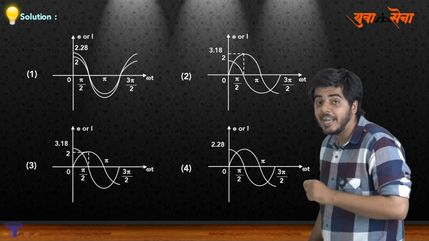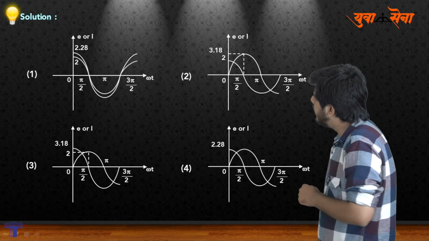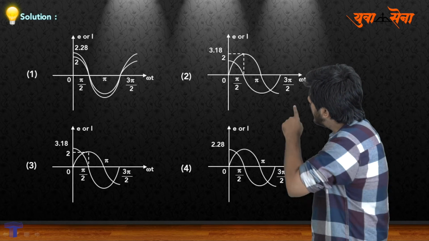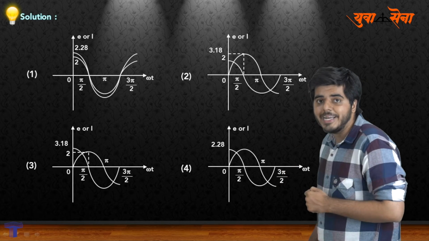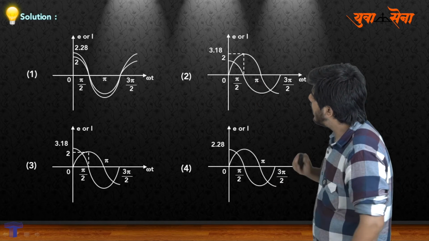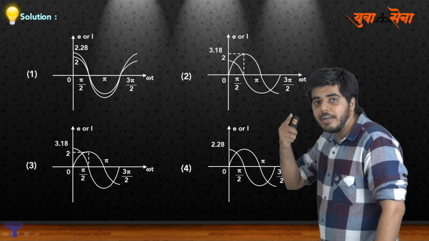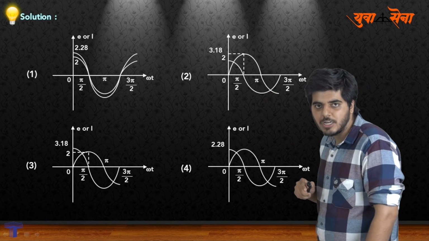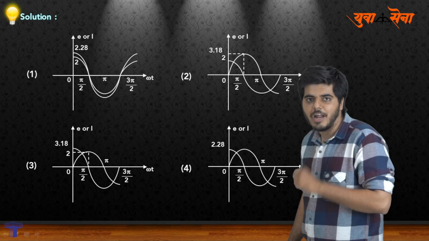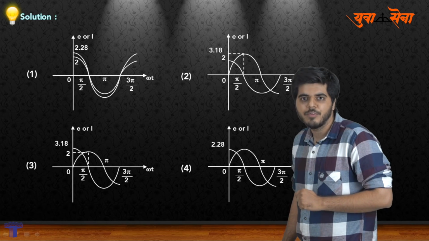इधर हम लोग को लीडिंग दिखा रहा है EMF का। But if we are going to see our graph number 2, हमारे ग्राफ नंबर 2 में हम लोग को किसका लीडिंग दिखा रहा है? करंट का। Because if I am going to see, my EMF is starting from the value 0 और मेरा करंट किससे स्टार्ट हो रहा है? पीक वैल्यू से स्टार्ट हो रहा है। So I am going to say my graph number 2 is my correct graph. Thank you.